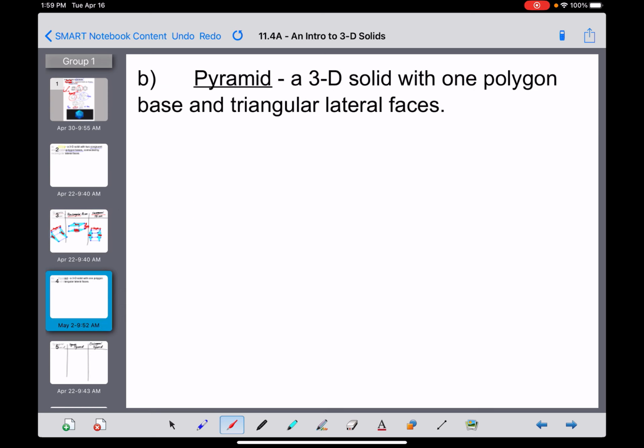The second type is coming next right here, and that is a pyramid. So our definition for pyramid is going to be similar here, but with a couple of big differences. It is again a 3-dimensional solid, but this one, a pyramid, only has 1 polygon base. A prism had 2, and this one has what we call triangular lateral faces. So that's the definition of a pyramid. 1 base, it can be any kind of polygon you want it to be, and triangular lateral faces.